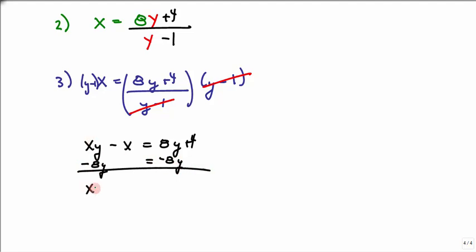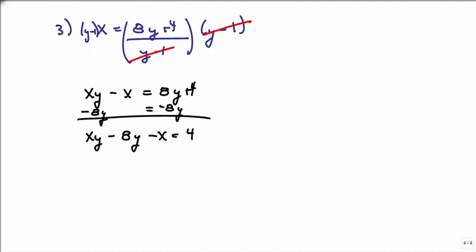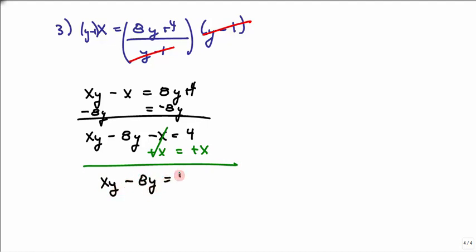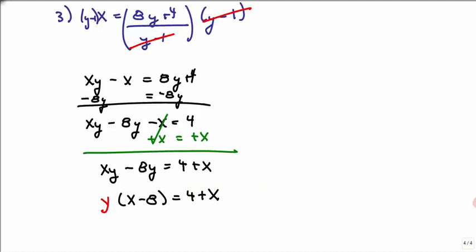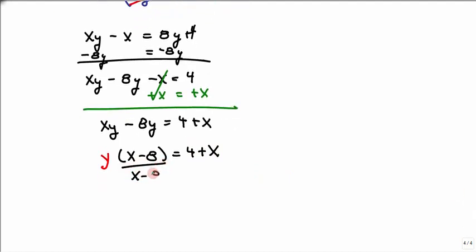And I have xy minus 8y minus x equal 4. Now x is not a constant, it's another variable, but it's not the variable that we want on the left. We want just y's on the left. So I go ahead and add the x across, and I have xy minus 8y equals 4 plus x. Now if you notice on the left, I have that greatest common factor. So I have y times the quantity x minus 8 equals 4 plus x. And then our final step in solving for y, I divide both sides through by x minus 8.